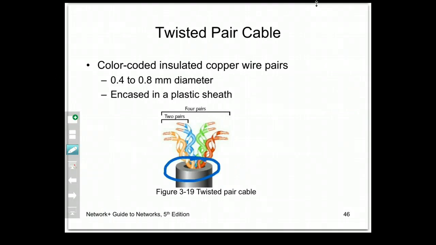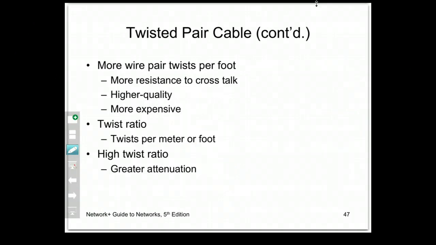Twisted pair, more twists per foot means more resistance to crosstalk, higher quality, and more expensive. Because the more twists you have per foot, the more wire it takes. Okay, so the tighter they twist it in manufacturing, the more wire they use. If they do loose twist compared to tight twist, on loose twist, maybe we'll say this much wire. On tight twist, it might take this much wire, because of the twisting in the wire.